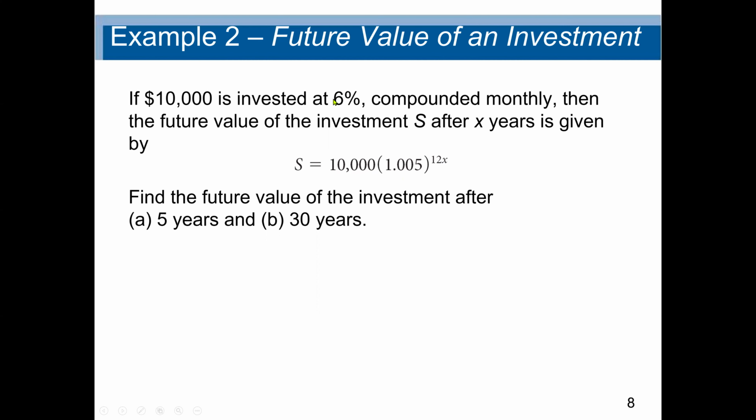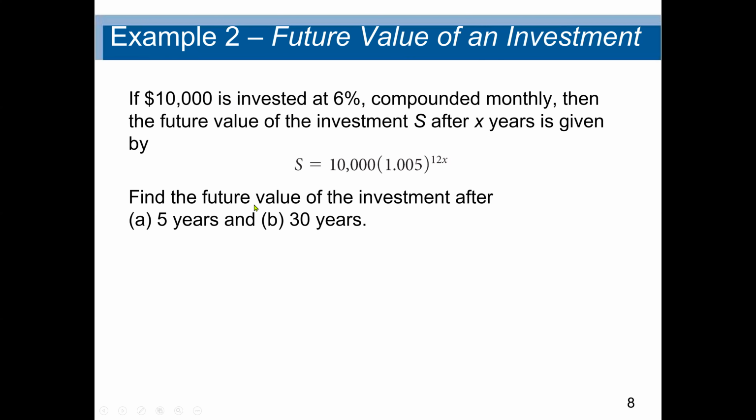So we should have 1.005 to the power 12 times x. Why? Because the interest rate is compounded monthly. So in 1 year, x is the number of years, so if it's 1 year, then we have 12 months. If it's 2 years, we have 24 months. Based on the question, again, the question says $10,000 is invested at 6%, it should be 5%, compounded monthly, then the future value of the investment S after x years is given by the following.